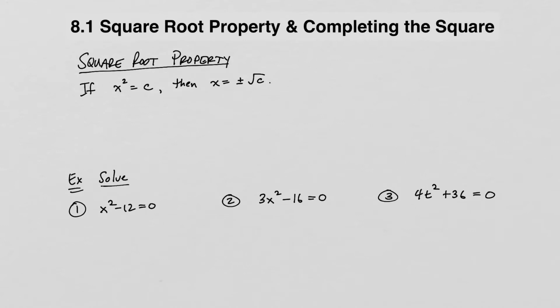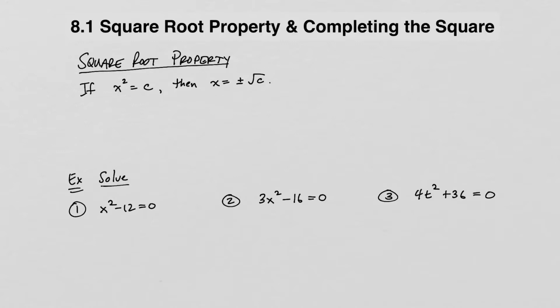Moving on to Chapter 8, we are going to revisit quadratic equations. And in Section 8.1, we start with the square root property and completing the square. So first we'll start with the square root property, which basically just says if x squared is equal to some number c, then x is equal to plus or minus the square root of c.